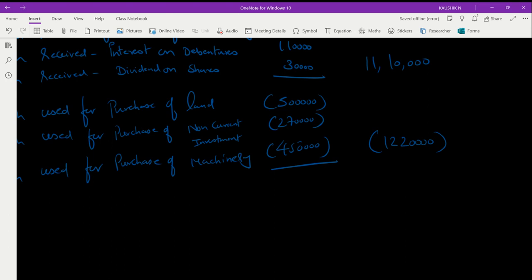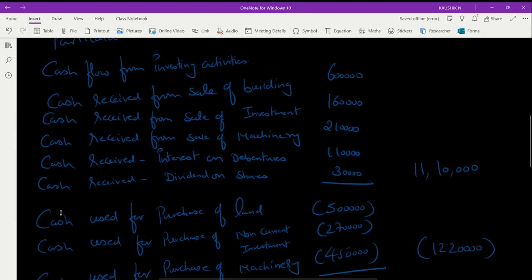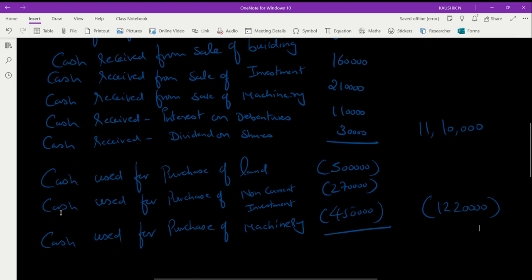Now look into it. Which value sounds heavier? Positive figure or negative figure? Among these two, when you added all the receipts, it gives you 11 lakh 10,000. When you recorded all the payments that you have done for the purchase, that gives you 12 lakh 20. So which value sounds heavier? Whether the amount that you have spent for the purchase is heavier or the amount of receipt you got is heavier.